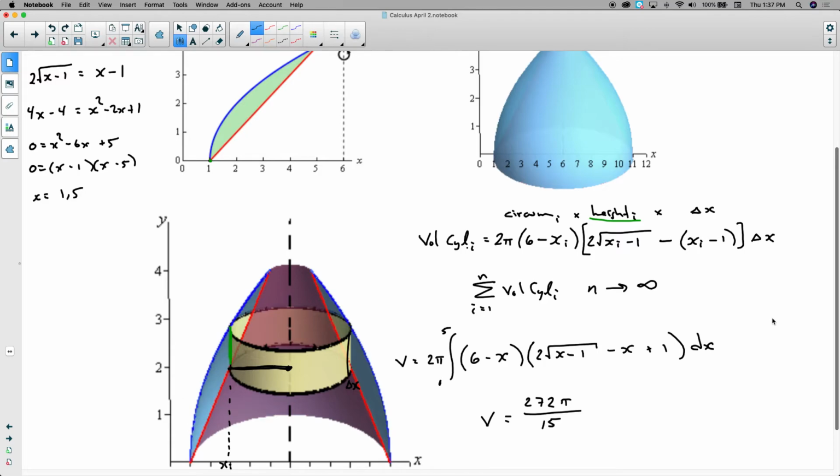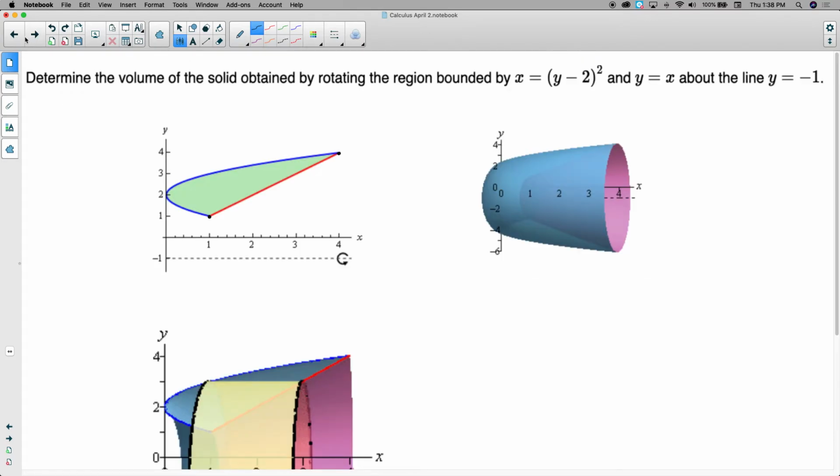Okay, so I'm going to let this one go and go on to a new one where the cylinder is rotated 90 degrees. And instead of having dx's, we'll have dy's. And instead of having things in terms of x, it'll be in terms of y. Okay, so let's get into that one.